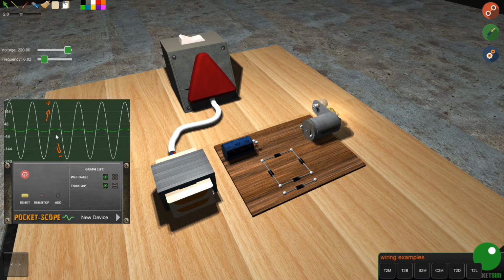Another interesting observation is that the pocket scope has a positive and negative range. When the graph is in the positive side, meaning this zone, the electricity is flowing in one direction. When it is in the negative, in this zone, the current is flowing in the opposite direction.